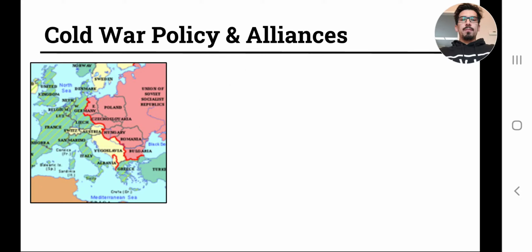If we just look at this image right here, you have this red line on this map right here. That red line is denoting this supposed Iron Curtain, which divides the Soviet influence from the rest of Europe.